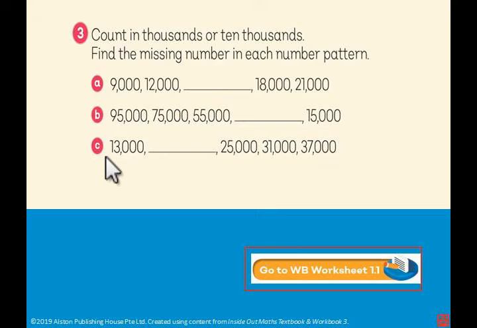D: 1,000, 25,000, more. Then 31,000, 20, and 37,000. So what is the add more? That is the answer. Did you get it? Okay, if you understand and follow the pattern, you can answer this missing number.